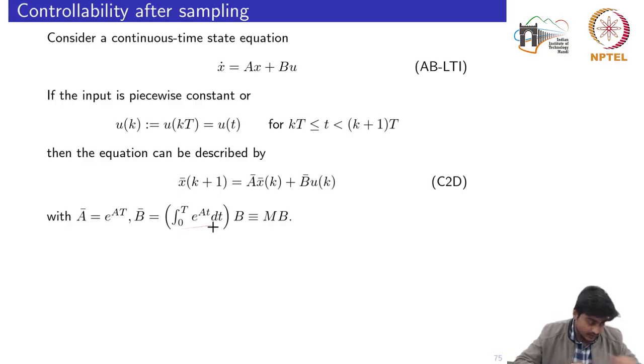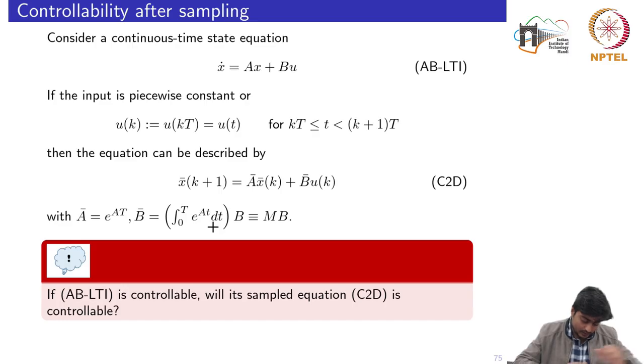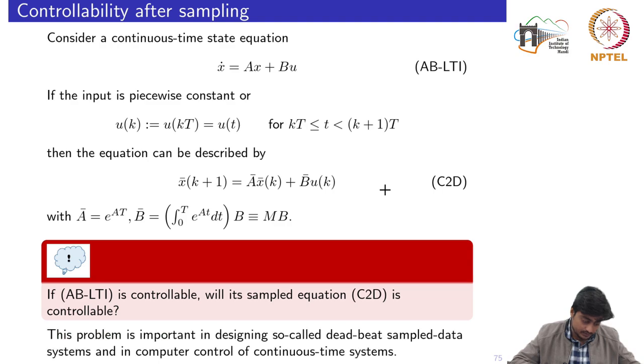Okay, so now the problem here which we want to address is, if the pair AB is controllable, will its sampled equation, which is given after doing the continuous to discrete conversion, be controllable? Okay, so we'll see the answer to this problem. In fact, this problem is quite important in designing the so-called deadbeat sampled data systems in the computer control of continuous time systems.